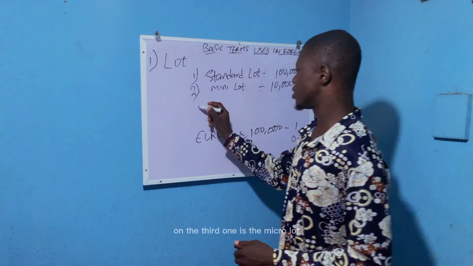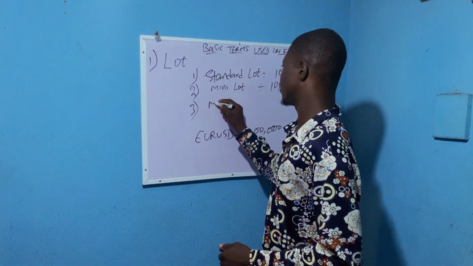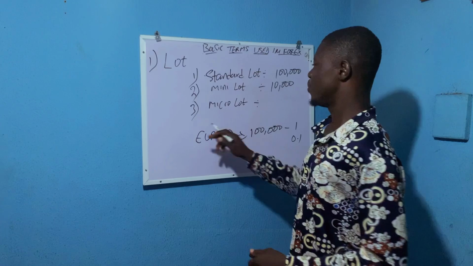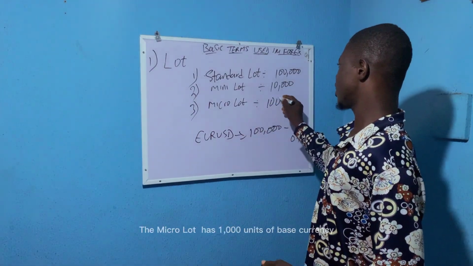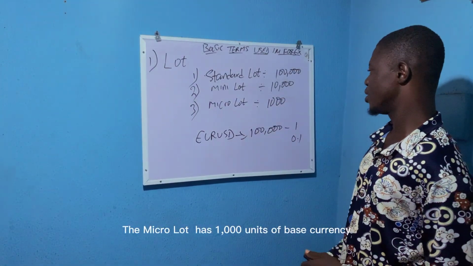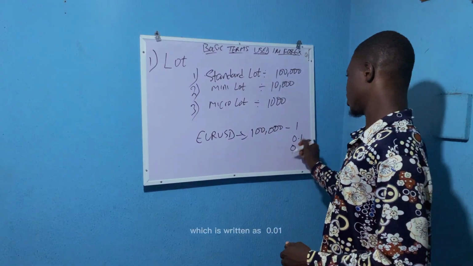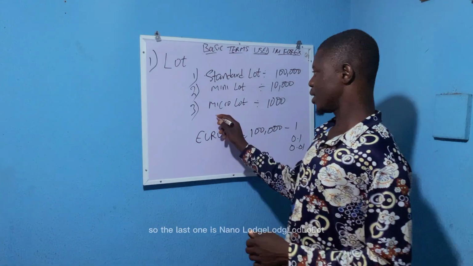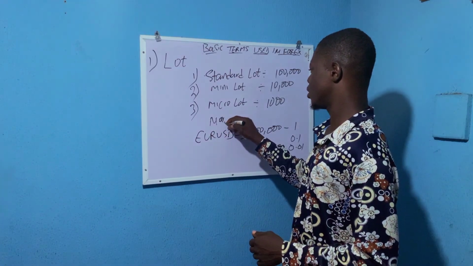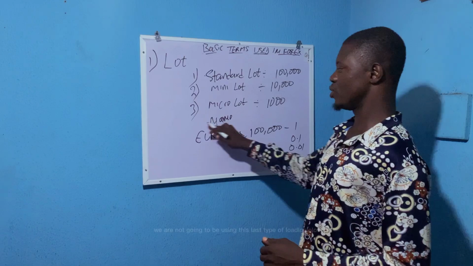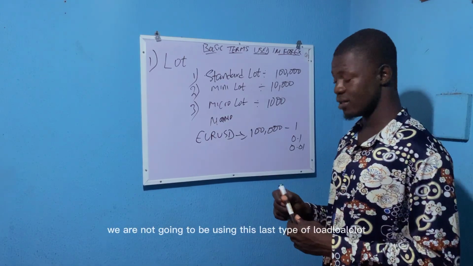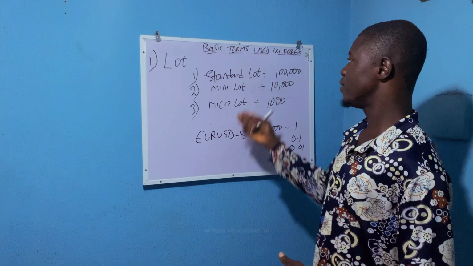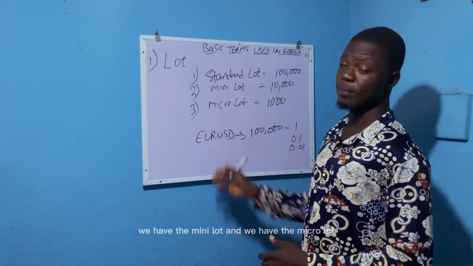Then the third one is the micro lot. The micro lot has 1,000 units of the base currency, which is written as 0.01. The last one is a nano lot, and we are not going to be using this last type of lot. So now basically we have three types of lot size. We have the standard lot, we have the mini lot, and we have the micro lot.